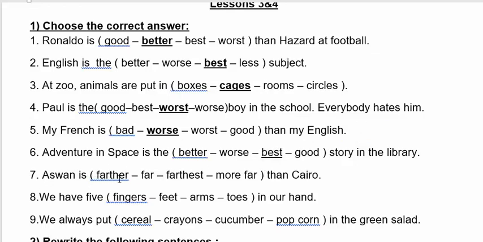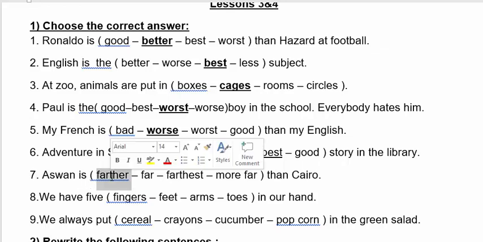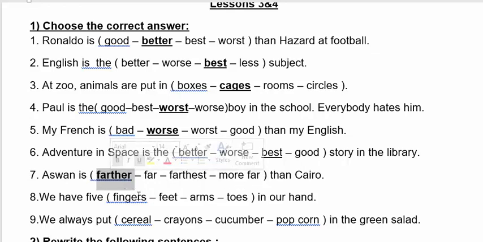Number 7, Aswan is farther, far, farthest, more far than Cairo. Look at than. Yes, it's a comparative form, so take your time to answer. 3, 2, 1. Yes, excellent. Aswan is farther than Cairo. So the answer will be farther.